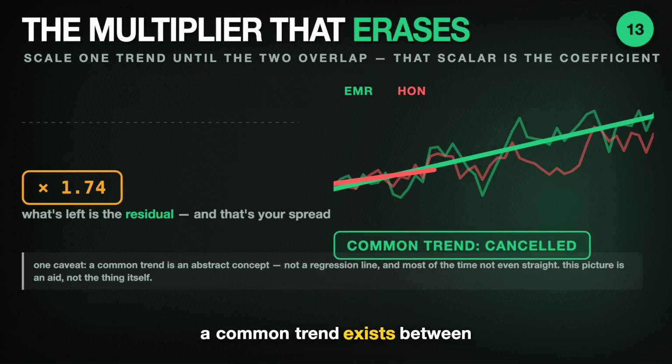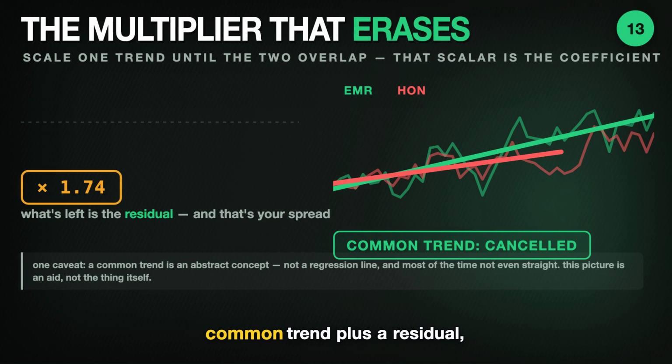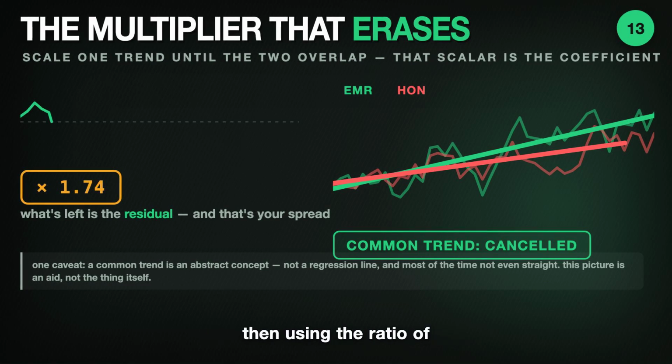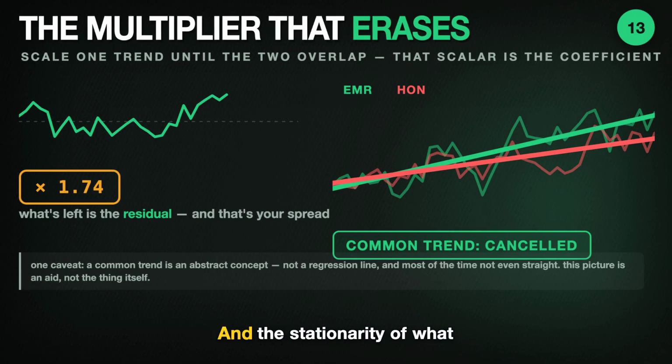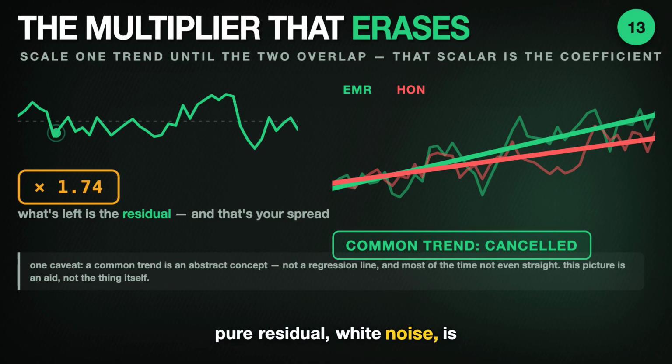If a common trend exists between two stocks, and you could decompose each price into a common trend plus a residual, then using the ratio of those two trends as your hedge ratio removes the common trend and leaves the residual, and the stationarity of what remains goes up. A pure residual white noise is about as stationary as anything gets.